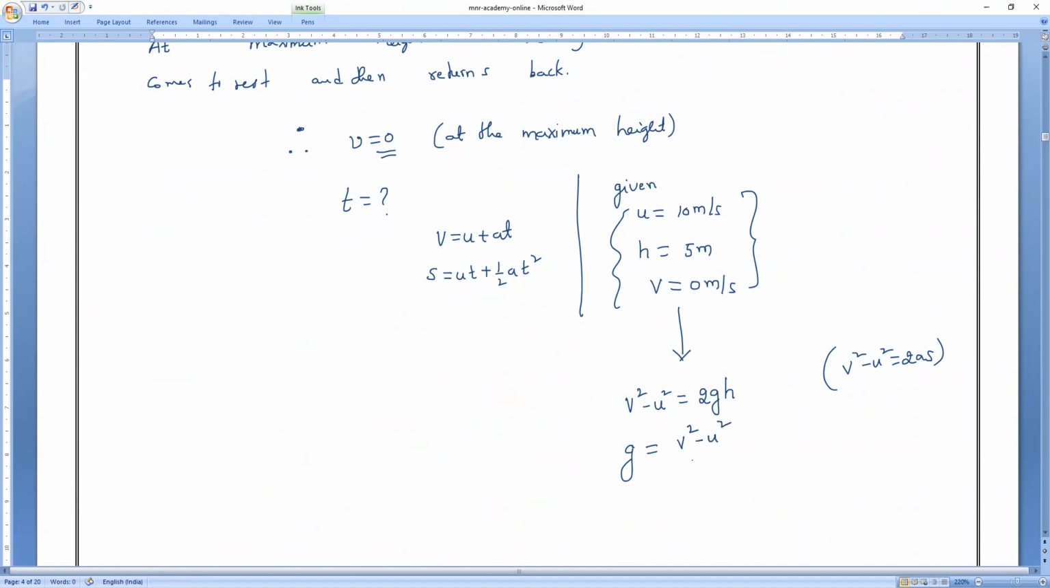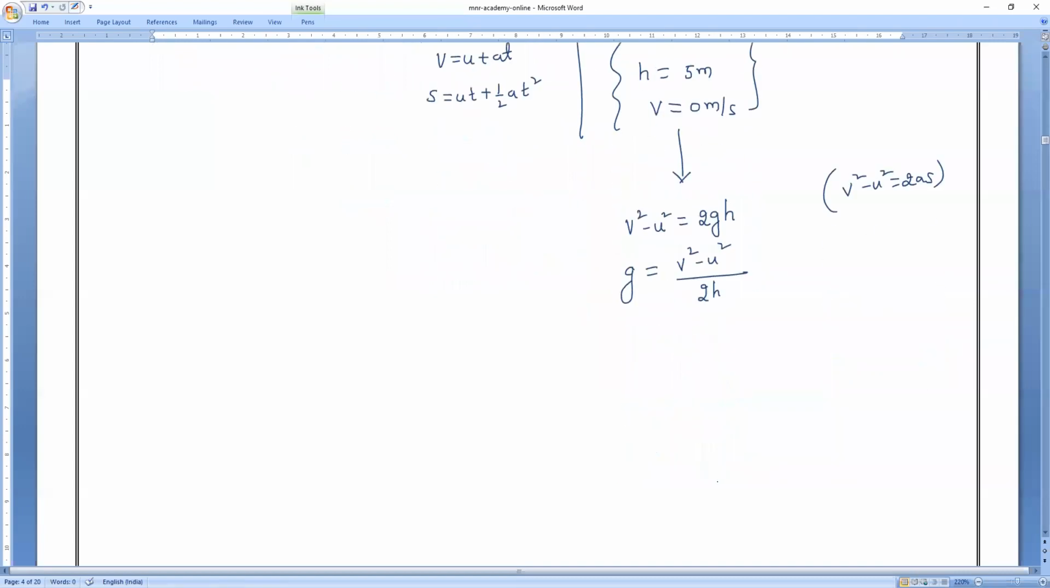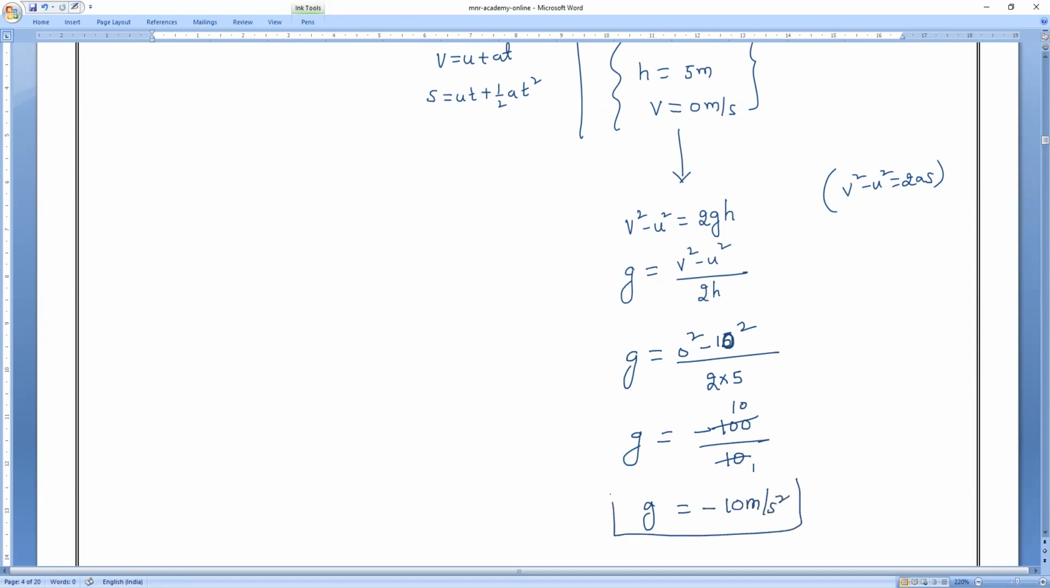So G is equal to V square minus U square divided by 2H. Now substitute it. The final velocity is 0, minus initial velocity 10 square, divided by 2 into height 5. Minus 0 square means 0 only. Minus 10 square means 100. And 5 twos are 10. So 100 divided by 10 is 10. So the G value is minus 10. Do you all understand now?